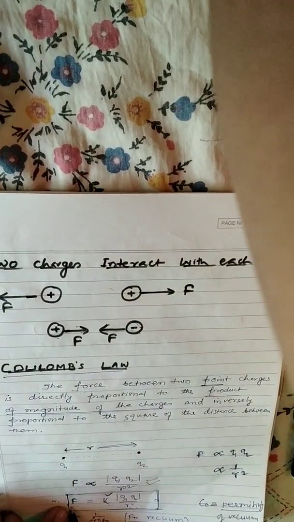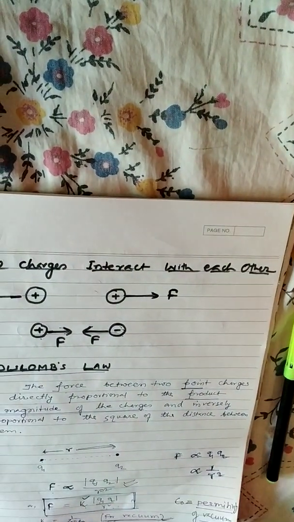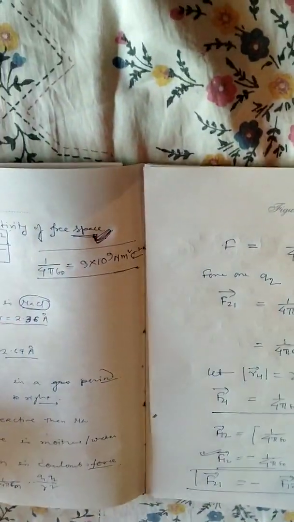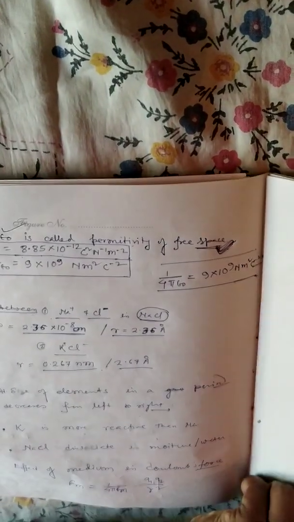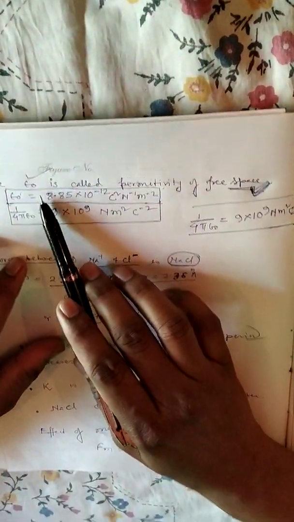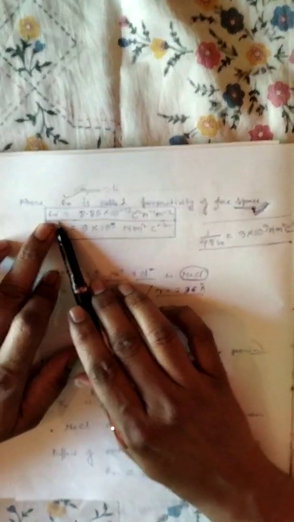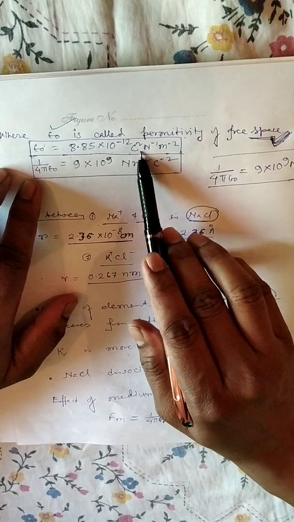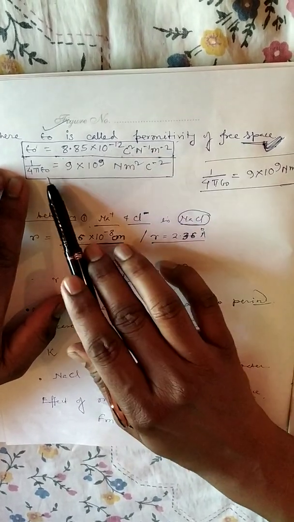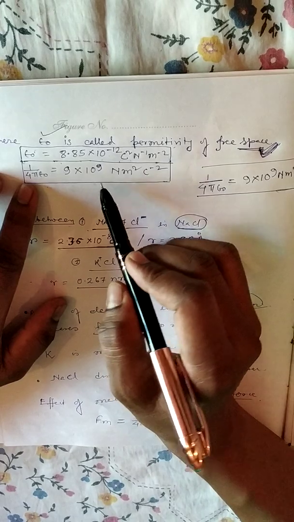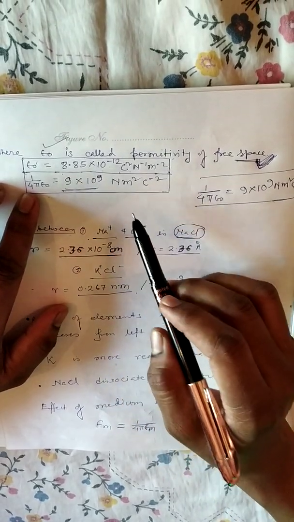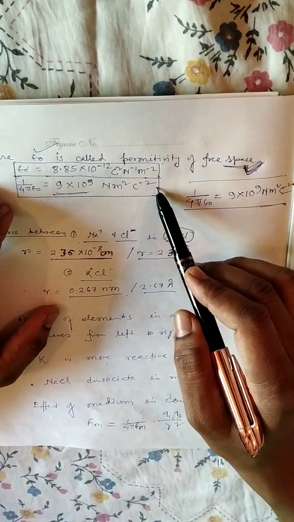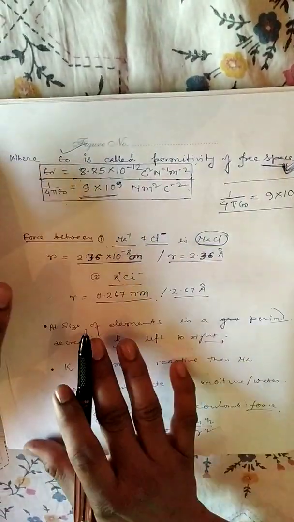The magnitude of Coulomb force will depend on the medium. If we place the charges in a medium, then the force will be different from the force in vacuum. The value of epsilon naught is 8.85 into 10 to the power minus 12 Coulomb square per Newton meter square, and together 1 by 4 pi epsilon naught is equal to 9 into 10 to the power 9 Newton meter square per Coulomb square. Okay, this is Coulomb's law.